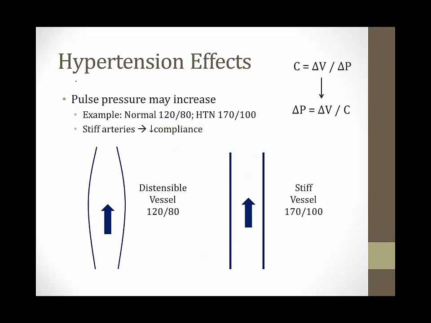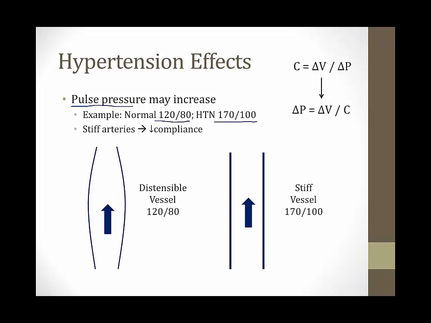Obviously, in the setting of hypertension, the systolic and diastolic pressures may rise, but what you may not be aware of is the fact that the pulse pressure may also increase in hypertension. The pulse pressure is the difference between the diastolic and systolic pressure, and this value may also increase in patients who have hypertension. For example, a normal patient could have a blood pressure of 120 over 80. This represents a pulse pressure of 40. A hypertensive patient may have a blood pressure of 170 over 100. The systolic pressure is higher, the diastolic pressure is higher, but also the difference between the two numbers, the pulse pressure, has increased as well.